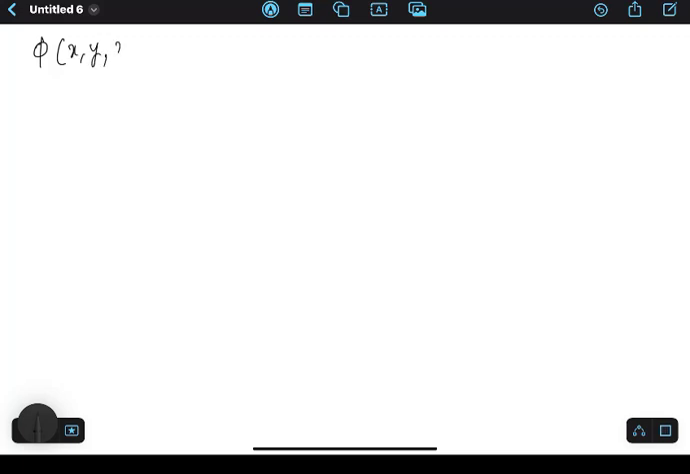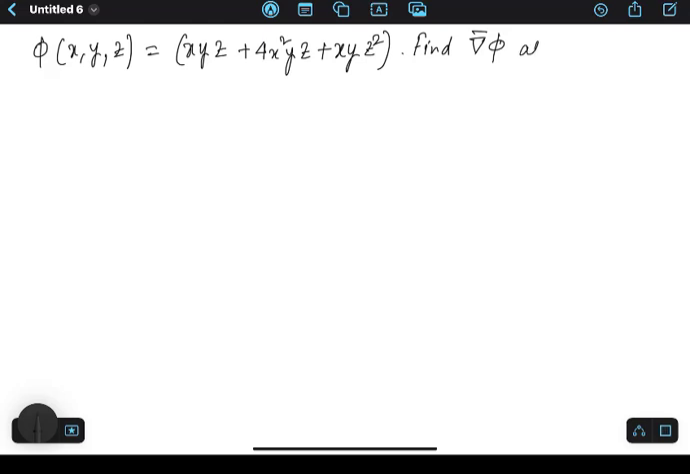On the chapter vector. So I have a scalar quantity phi, which is given as xyz plus 4x square yz plus xyz square. I have to find out the gradient of phi. Again, I repeat, phi is a scalar quantity at the point (1, -2, 1).